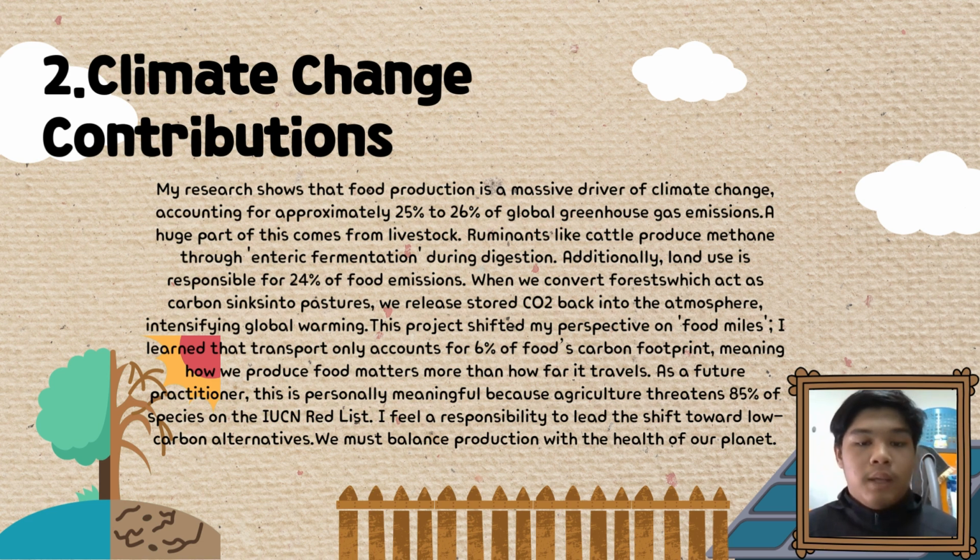My research showed that food production is a massive driver of climate change, accounting for approximately 25% to 26% of global greenhouse gas emission. A huge part of this comes from livestock. Ruminants like cattle produce methane through enteric fermentation during digestion. Additionally, land use is responsible for 24% of food emission. When we convert forests, which act as a carbon sink, into pasture, we release stored carbon dioxide back to the atmosphere, intensifying global warming.